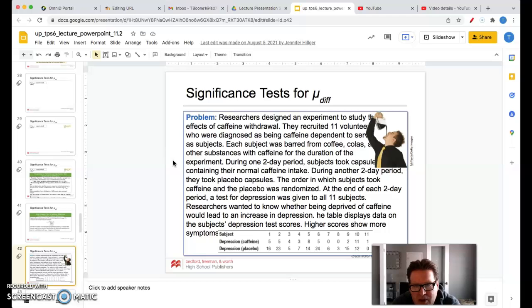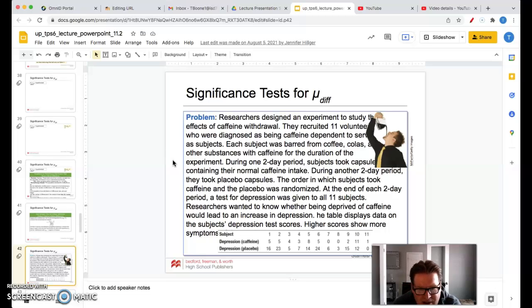The order in which subjects took caffeine and placebo was randomized, and at the end of each 2-day period, a test for depression was given to all 11 subjects. Researchers wanted to know whether being deprived of caffeine would lead to an increase in depression. The table displays data on the subjects' depression test scores. Higher scores show more symptoms of depression.